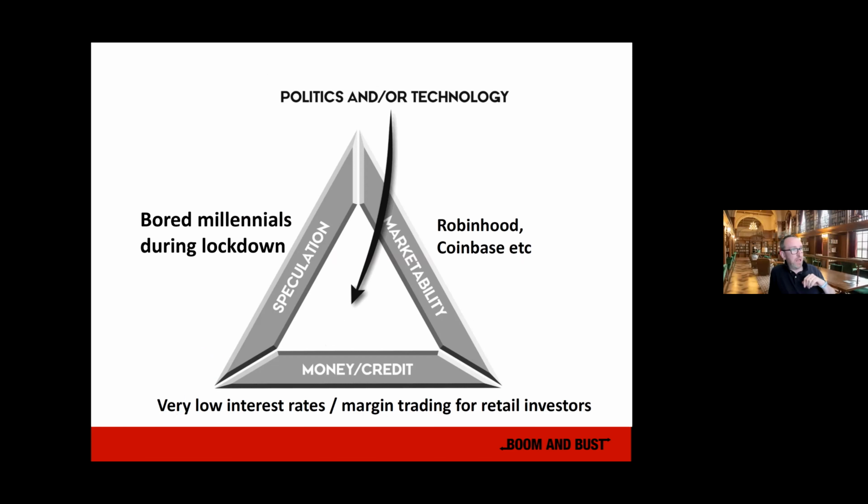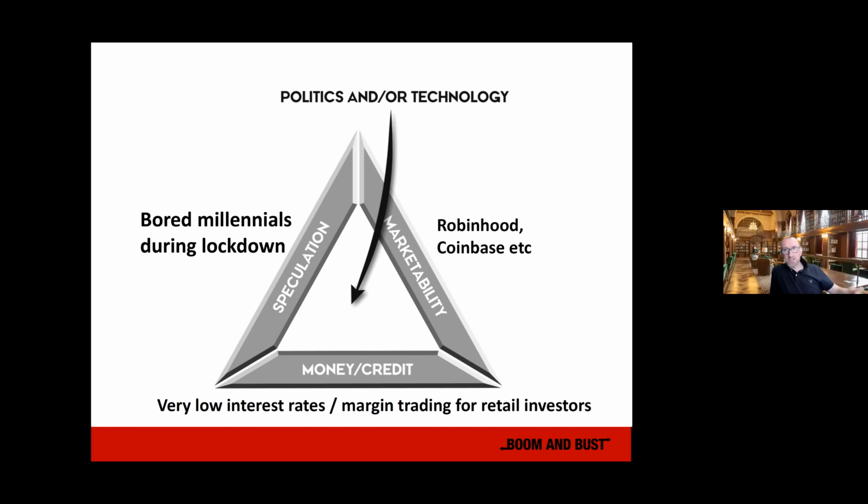You have an increase in marketability with online apps, which basically allow you to trade commission-free, things like Robinhood, Coinbase for the cryptocurrency. So again, this technological innovation is taking place. And then the speculation, well, you've got bored millennials during lockdown. Okay, so sports have been cancelled, you couldn't bet on things, and people all of a sudden have got extra cash. And so they begin to speculate in cryptocurrencies and some of these tech stocks.